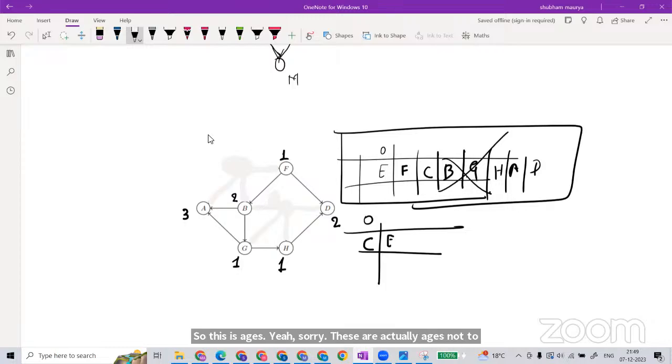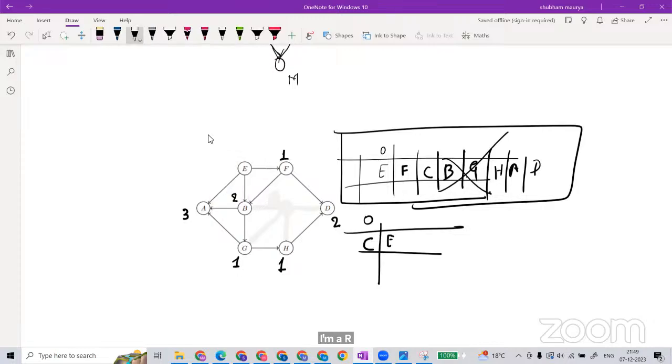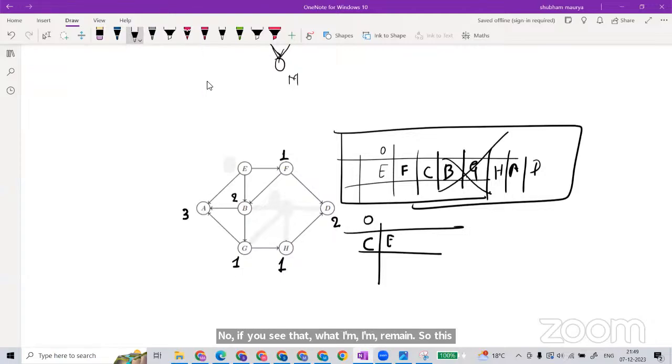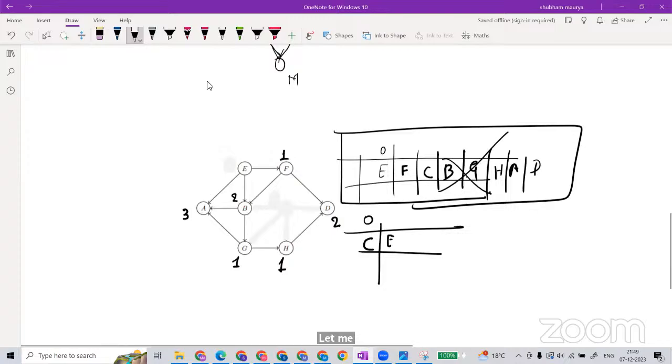Okay, so once you choose that vertex which has in degree 0, we will remove that, as we removed for this vertex. And then we remove the outgoing edges related to that vertex, from where the outgoing is there. That's why I am removing. If you see what I am removing, this in degree here is 0. Here is in degree 0.